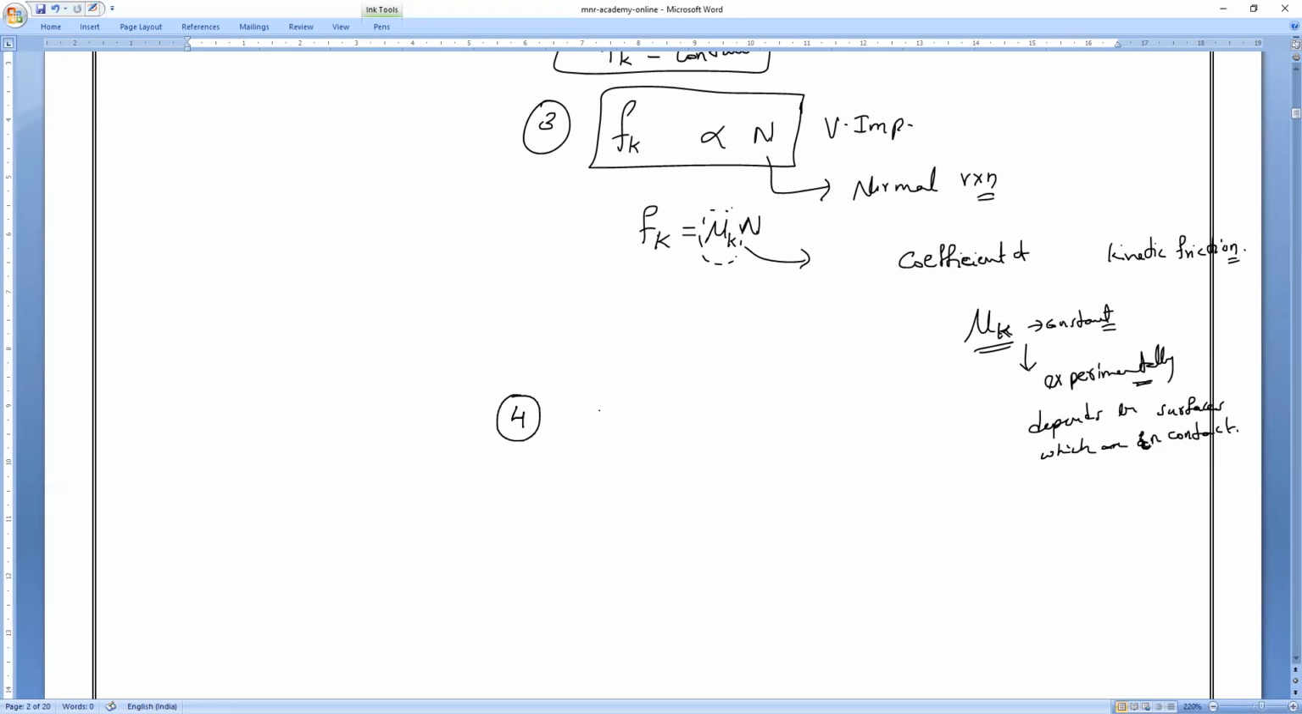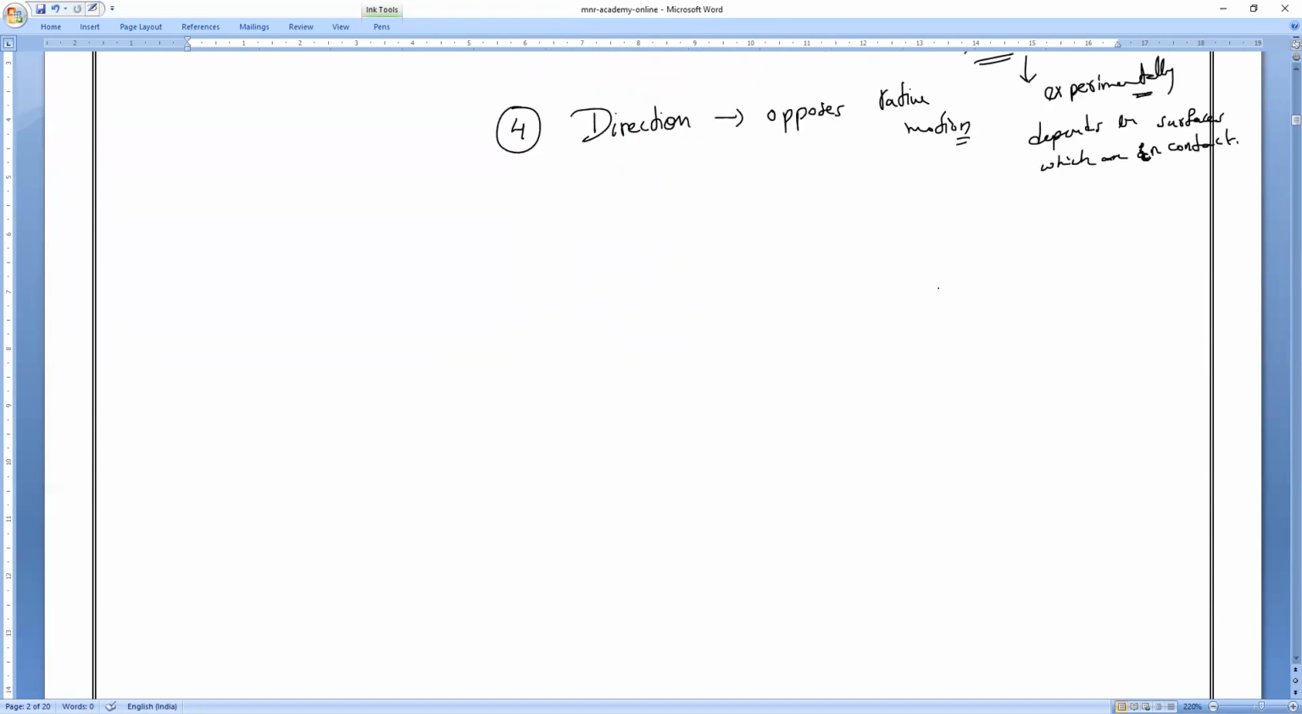Next, the fourth one: the direction of kinetic friction. The direction of kinetic friction always opposes relative motion. So those are the points about kinetic friction. What is the kinetic friction formula? Kinetic friction is equal to the coefficient of kinetic friction into N. N means normal. That is the formula for kinetic friction.